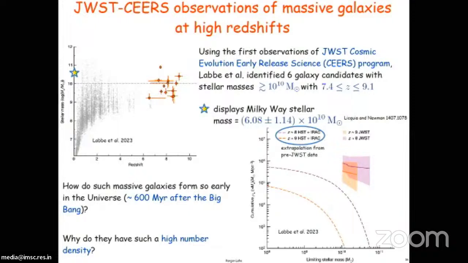In fact, Labbe et al. already plotted this. What they did is plot the stellar mass and the cumulative stellar mass density. So these lines were the expectations before JWST launched. This is the mass density. This is absolutely crazy.